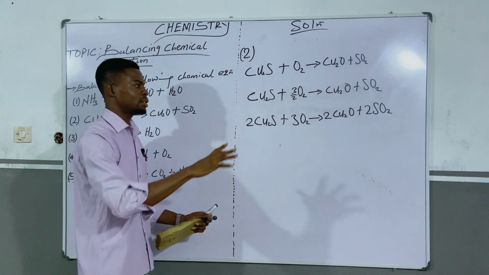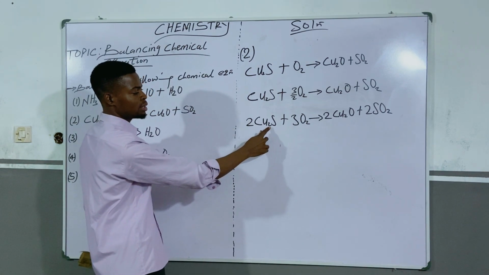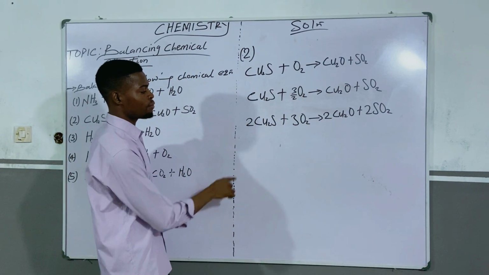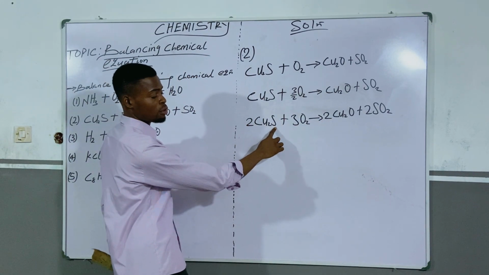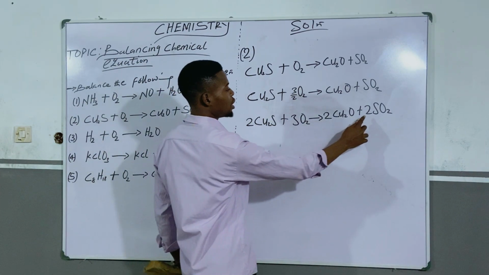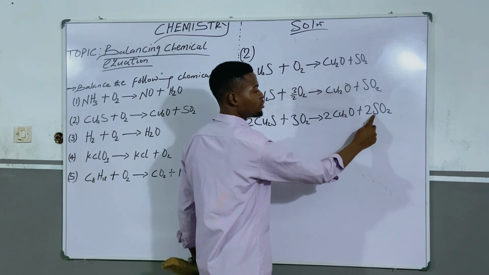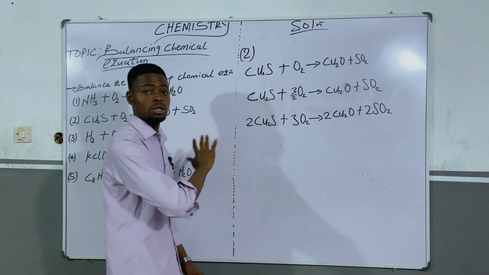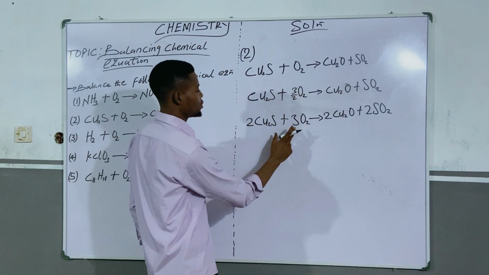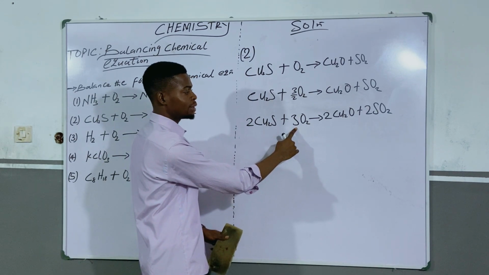Okay, and everything is balanced. So let's check. We have 4 copper here, that is 2 times 2 is 4, and we have 4 here, balanced. Then let's check sulfur. We have 2 sulfur here, and here we have 2 sulfur. This 2 is not for sulfur, it is for oxygen. Sulfur is balanced. Then for oxygen here, we have 2 times 3, that is 6.